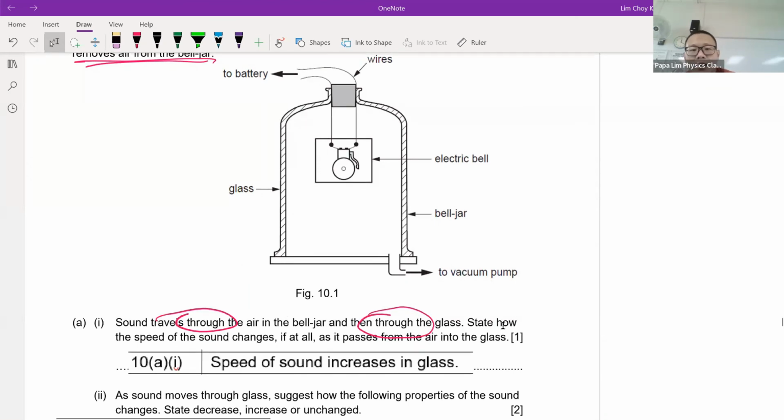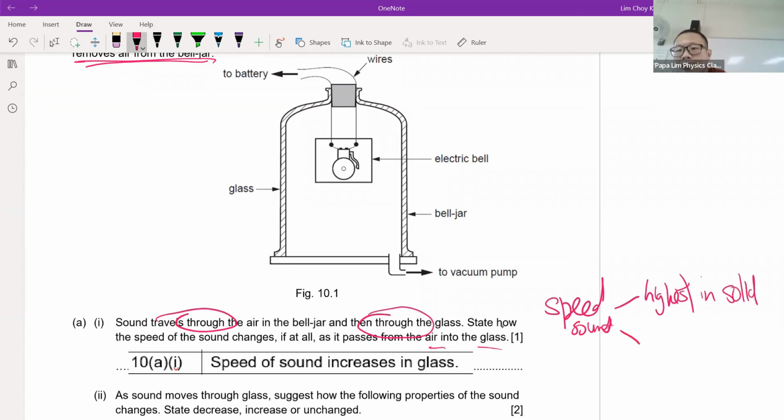Let's say I have not taken out any air yet. When I look from air to glass, remember the speed of sound is highest in solid and slowest in gas. So when I go from air to glass, effectively I'm seeing an increase in the speed of sound.